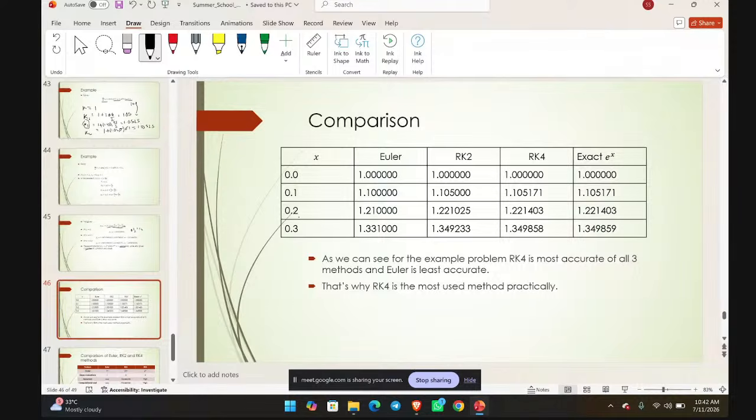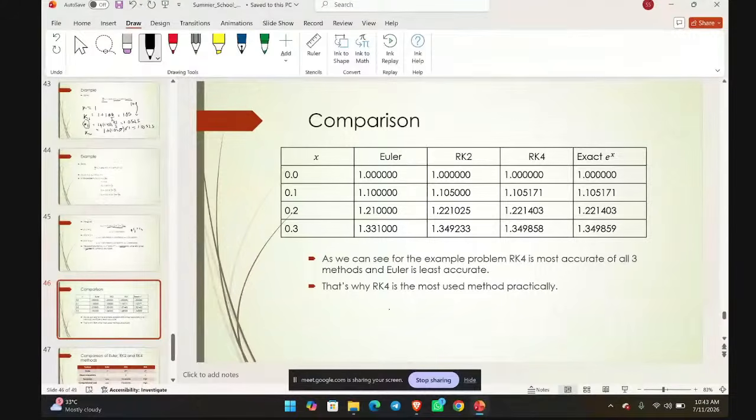And at point 2, after we take another step, we reach 0.2, 1.21 in Euler, 1.22102 in RK2, and 1.221403 in RK4. As you can see, RK4 is exactly matching up with exact e power x until 6 decimals. It diverges later, but until 6 decimals is good enough. And at 0.3, 1.331, 1.349, 1.349 again. As we can see, RK4 is most accurate out of all these 3 methods. That's why RK4 is most used practically.